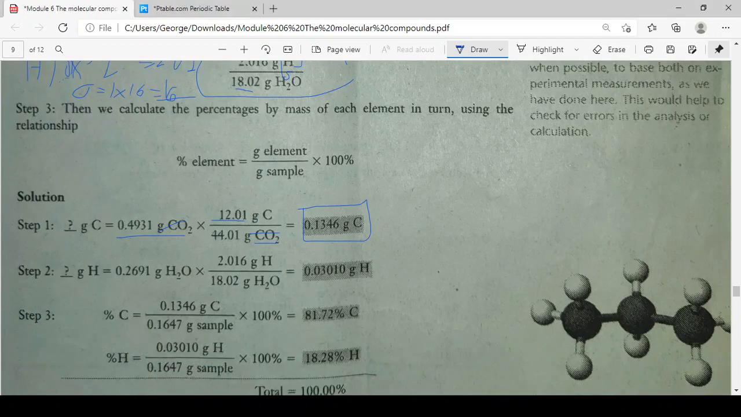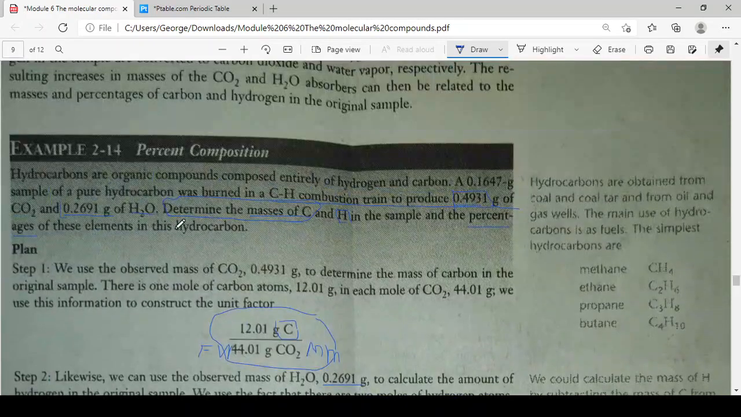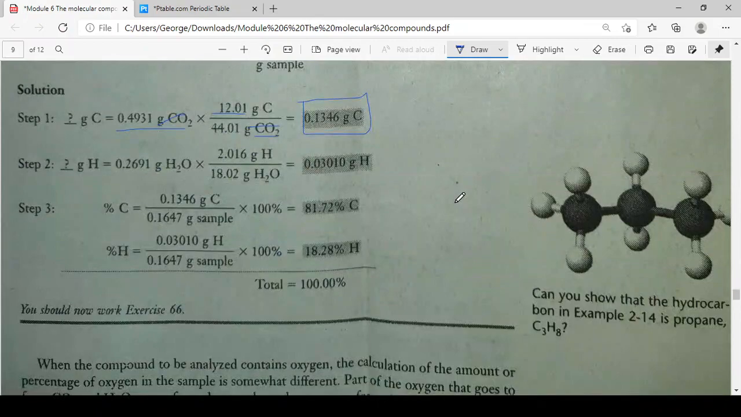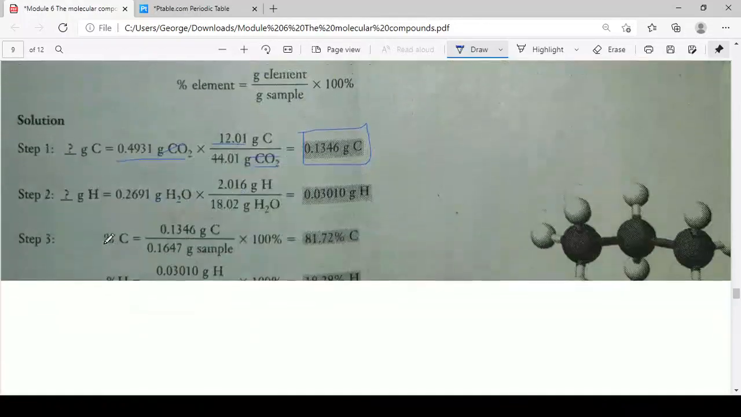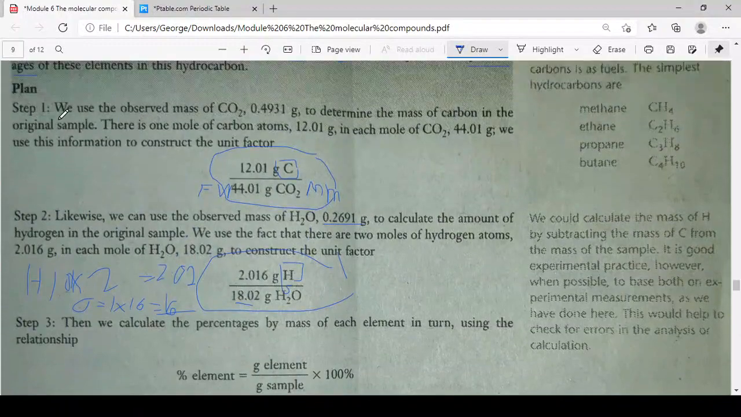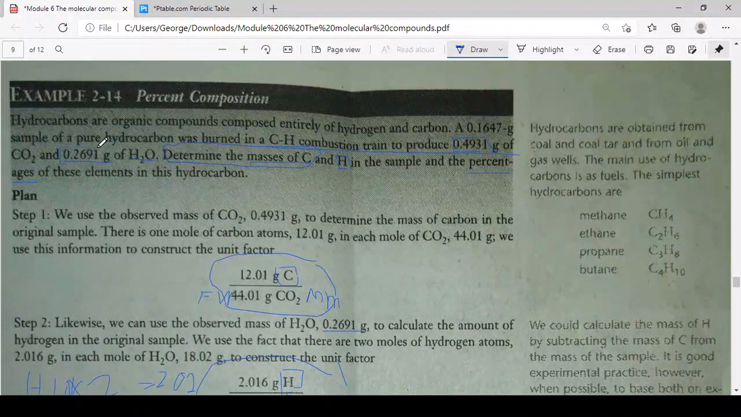Next, now that we have finished calculating the mass of your carbon, we now proceed to your hydrogen. So, in order to get your hydrogen, kids, we use the given hydrocarbon, 0.1647, and 0.2691 for your water. You are finding your hydrogen mass from the water. So first, write the given of 0.2691, which is in the problem.